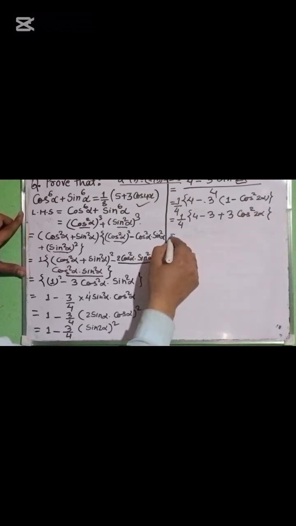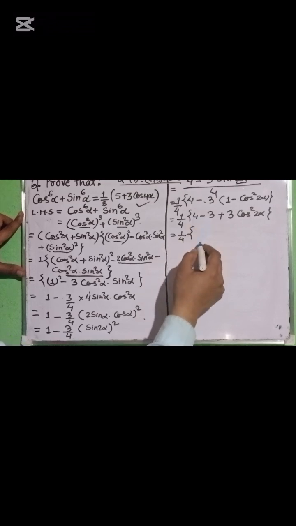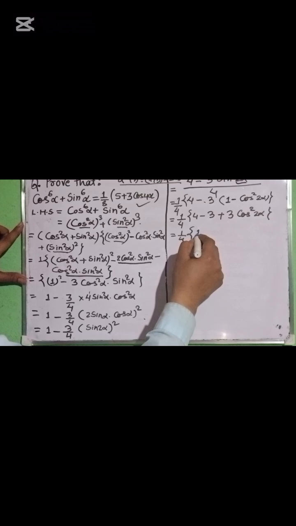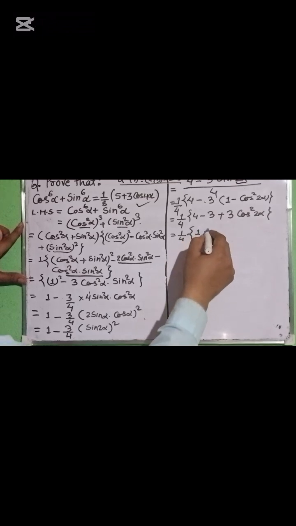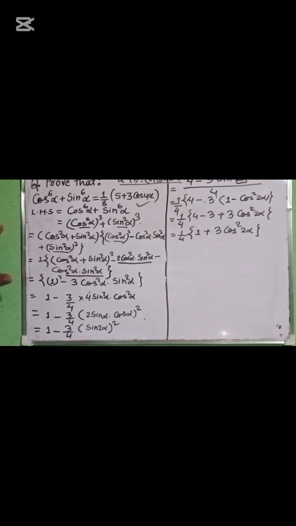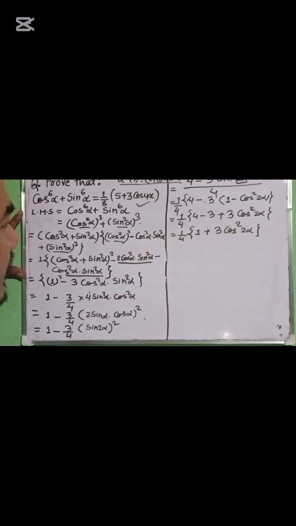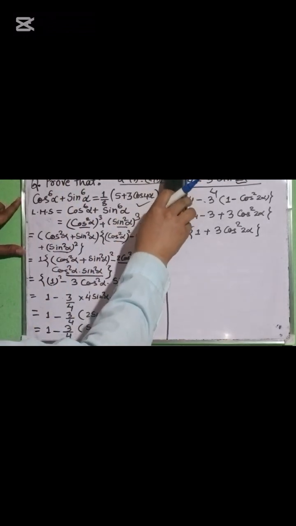Okay, as we know that, look here, 4 minus 3 is there, then we can write here 1 plus 3 cos square 2 alpha. Okay, then see here, children, here it has come 3 cos square 2 alpha. Yes, I want to show you here, this formula you have already used.